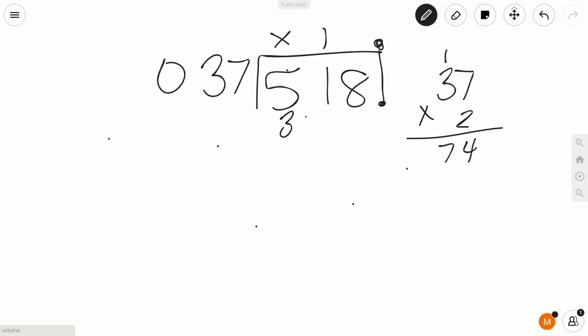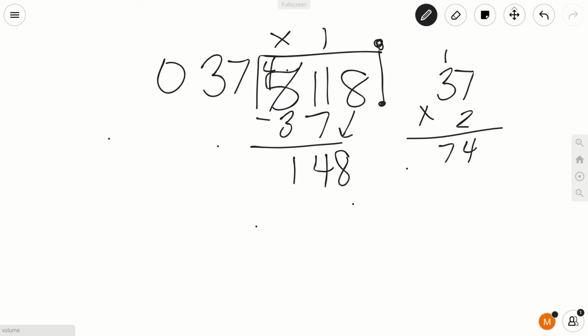37 times 1 is 37, so I write that under 51 and I subtract. I cannot take 7 away from 1, so I go next door and borrow. That 5 becomes a 4 because I'm taking 1 away, and I move it over to that 1. Because I'm adding 10, it now becomes 11. 11 minus 7 is 4. 4 minus 3 is 1. I am going to bring down this 8.